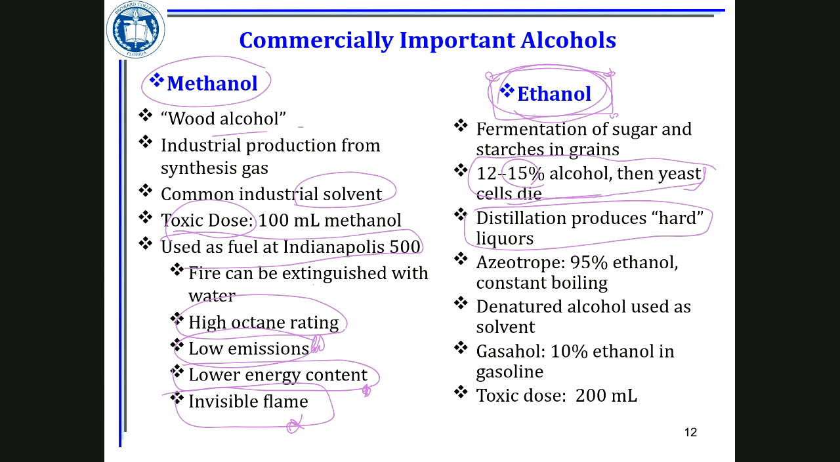It goes back to digestion, or oxidation of these in the body. Methanol, after oxidation, is going to give you formic acid. Ethanol is going to give you acetic acid. Formic acid is the same compound that you get from fire ants when they bite you. They actually inject formic acid.